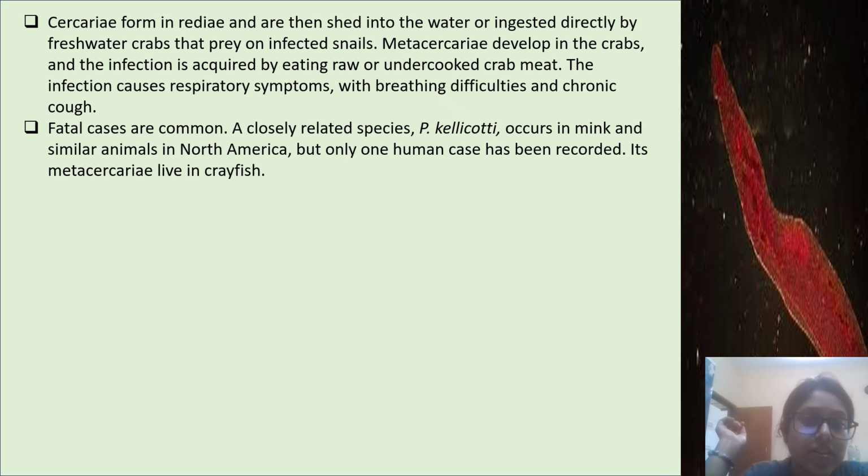Cercaria larvae form in redia and are then shed into the water or ingested directly by freshwater crabs, which prey on infected snails. Metacercaria develops in the crabs, and the infection is acquired by eating raw or undercooked crab meat. The infection causes respiratory symptoms with breathing difficulties and chronic cough. Fatal cases are common. A closely related species, Paragonimus kellicotti, occurs in mink and similar animals in North America, but only one human case has been recorded. Its metacercariae live in crayfish.